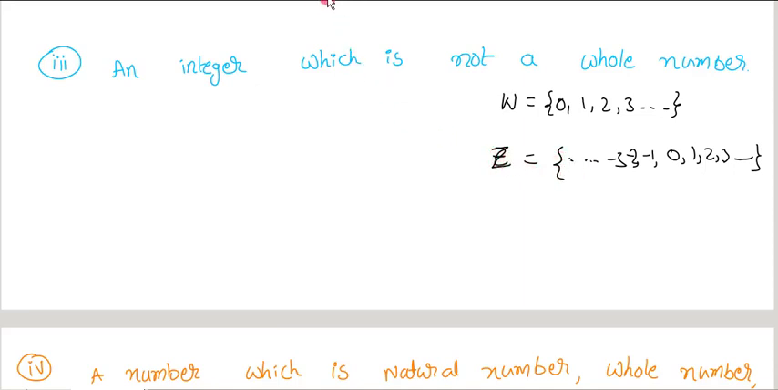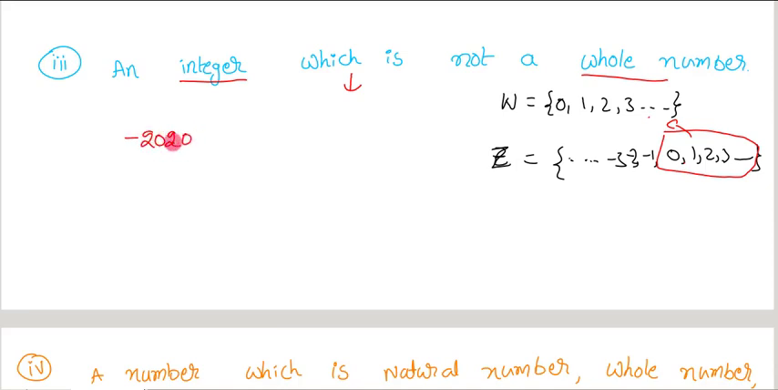Now, what are we asked to write? An example of an integer which is not a whole number. If you observe these integers, the positive integers and 0 together form the whole numbers. Other than this part, the integers are the negative numbers. So to give an example of an integer which is not a whole number, it's enough to give a negative integer as an answer. You can give any negative integer as an answer.